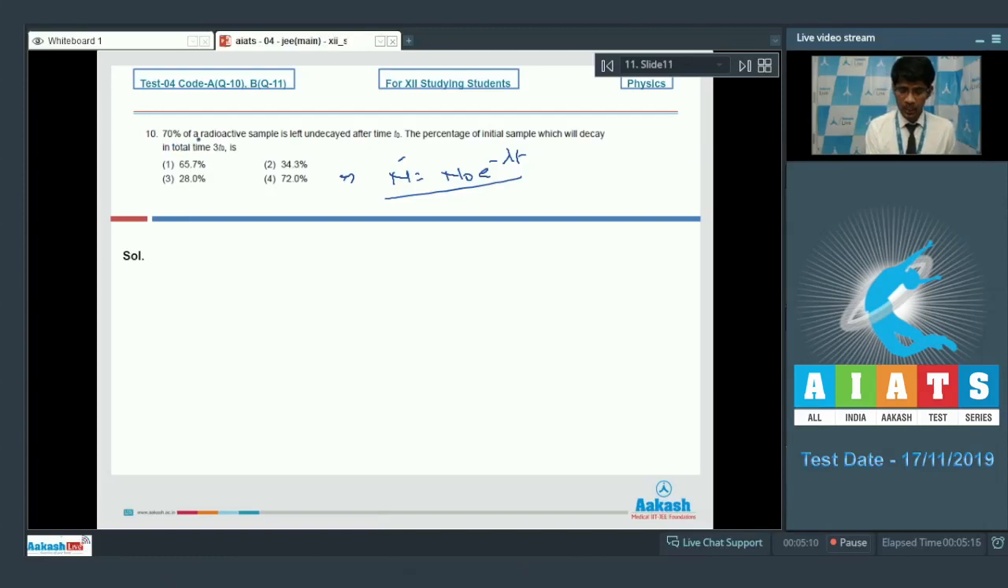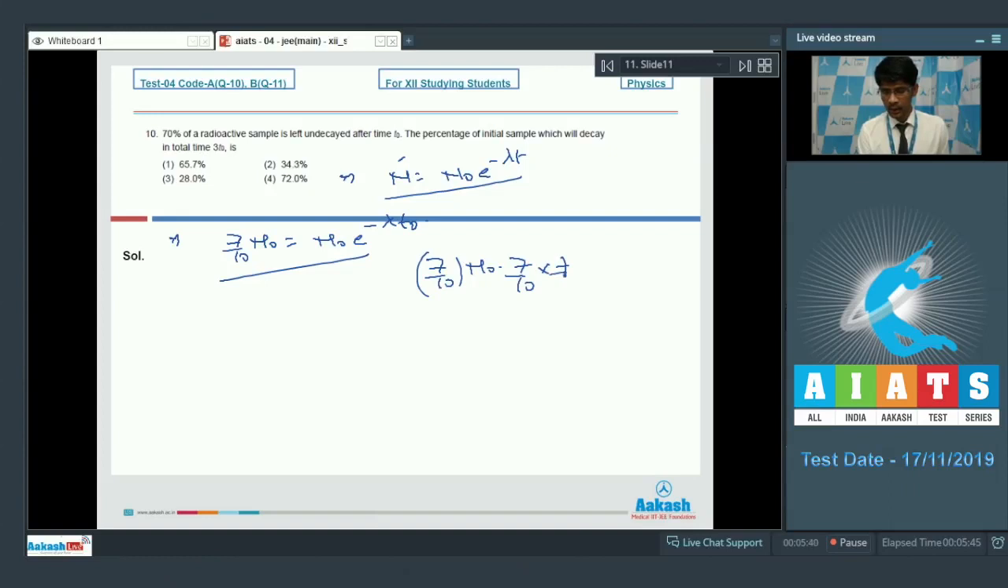It's been said 70% of the radioactive sample is left undecayed. That means there is a number that is still remaining. So in one time, I would say 7 by 10 N naught is remaining, N naught e to the power minus lambda t naught. So in one time t naught, 70% is remaining. In the next time t naught, 7 by 10 N naught, again 70% of that would be remaining. And in the next further t naught time, again 70% would be remaining. So this is the remaining portion.